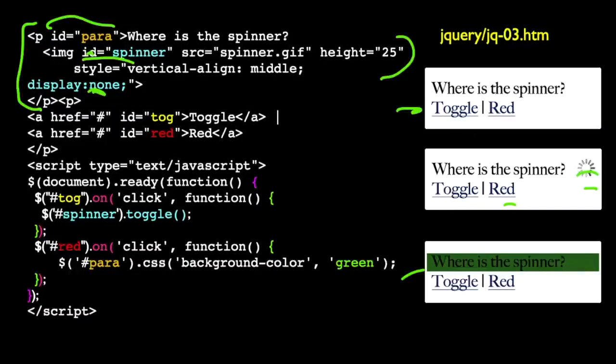And then we're going to put these two anchor tags, this toggle and this red tag, anchor tags, and you'll notice we didn't put an on-click. When we did this before we used jQuery, we used an on-click to accomplish this same kind of idea.